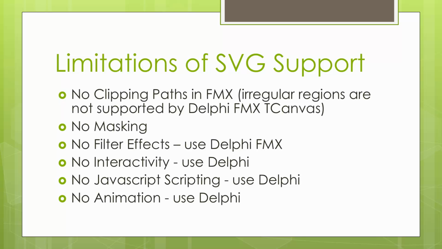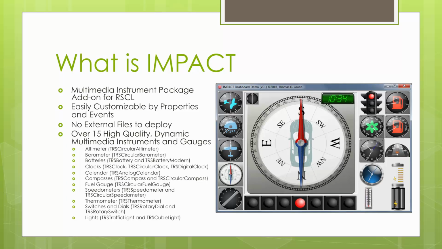I wanted to briefly mention the Impact, which is the Multimedia Instruments Package add-on for the RSCL. Impact is a component add-on that adds different instruments and gauges like batteries, clocks, altimeter, barometer, thermometer, over 15 different gauges and clocks. They're all high quality and resolution independent. There's no external files to deploy, and they're easy to use through properties and events.